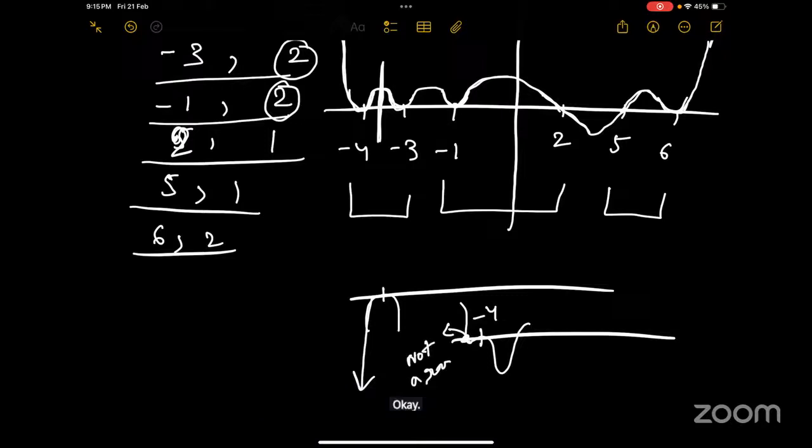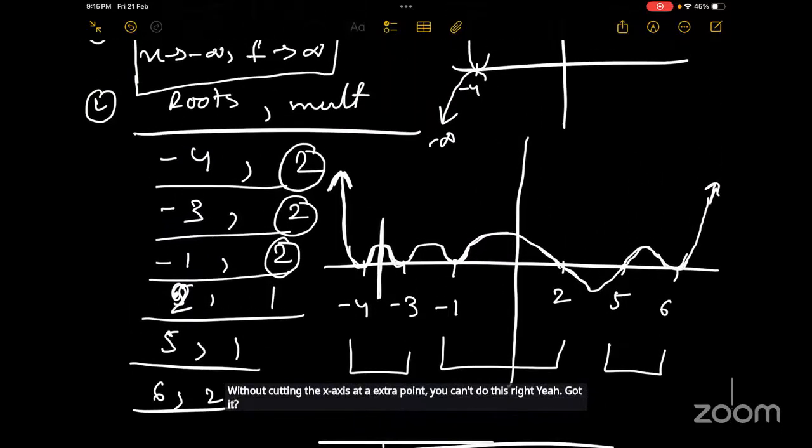Without cutting the x-axis at an extra point, you can't do this, right? Okay, I got it now. Got it? Yes, ma'am.